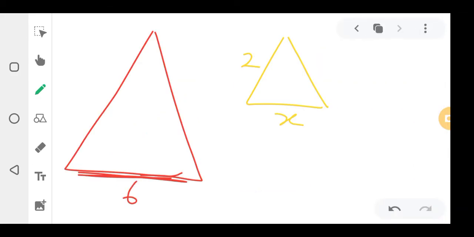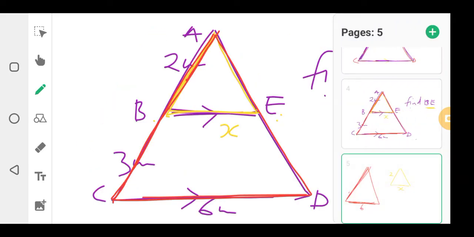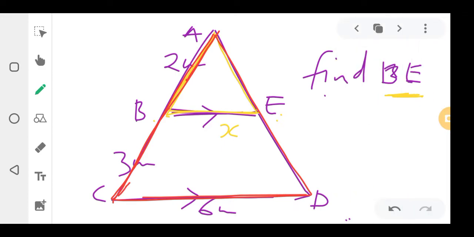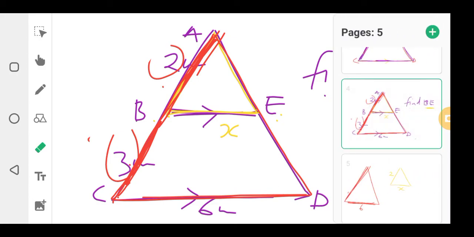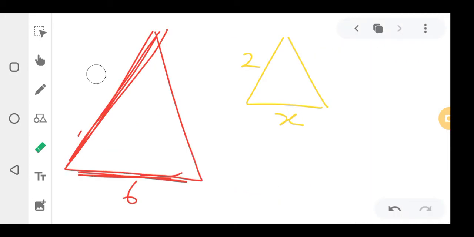And then this side, for the larger triangle, this distance from here to here is what? Can you see it? It is 2 plus 3. There is this 2 here plus this 3, making the total distance from A to C. So 2 plus 3 will be the total distance, equal to 5. Meaning this side is 5.